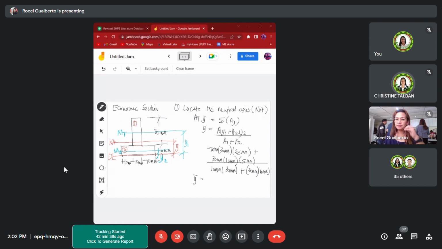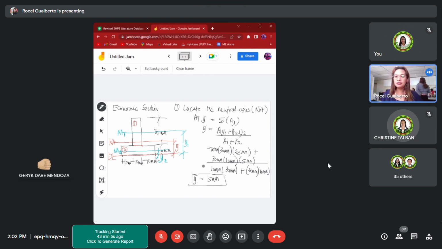15 po, ma'am. Okay, so y bar is 15 mm. So ano ba yung kanyang gitna? It would be 20. So kita po natin, mas mababa nga siya doon sa kalahati. So that's the location of your neutral axis. Nakuha po ba? Naintindihan po? Yes po, ma'am. Okay, the others? Okay, thank you.